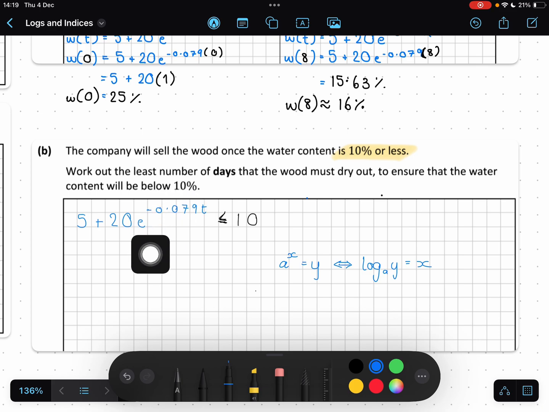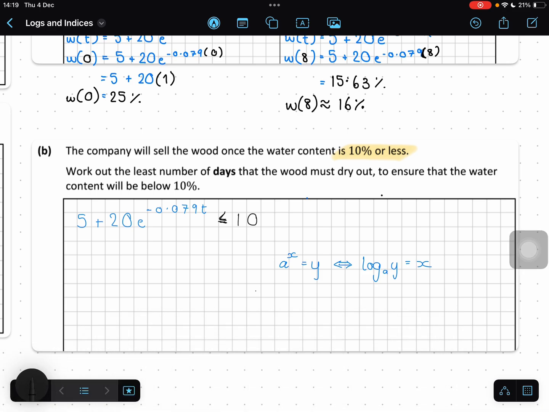Whatever the power is acting on is fine to stay there. The A had the X acting on it, so the X was a power on the A, so the A can stay there. Likewise here, all that's a power on the e. It's not a power on the 20 and it's not a power on the 5, so I have to get rid of those before I can use this rule. So I'll get rid of the 5 first by subtracting 5 from each side, so that I get 20e to the power of minus 0.079t is less than or equal to 10 minus 5, so 5.